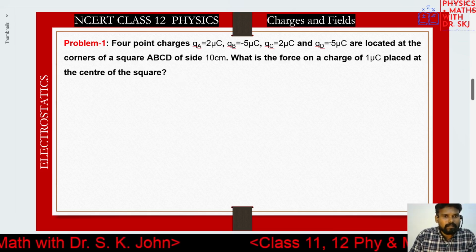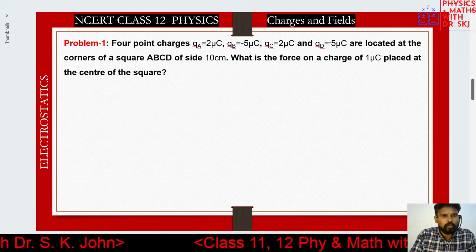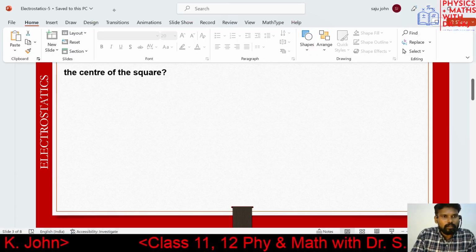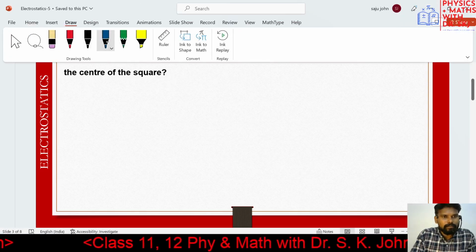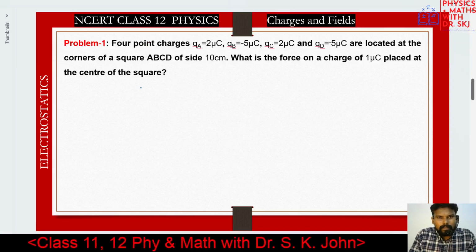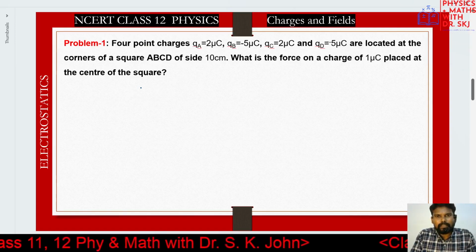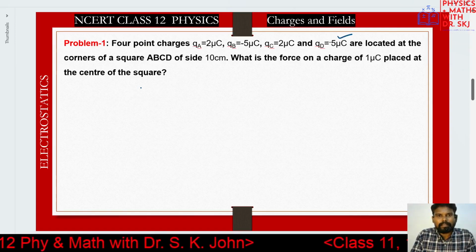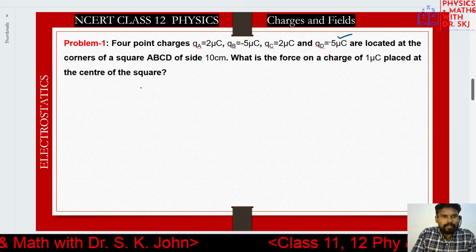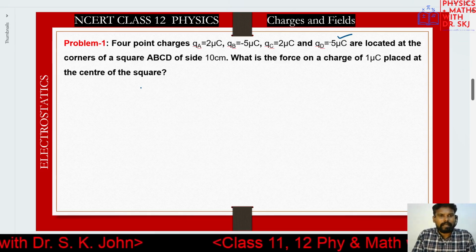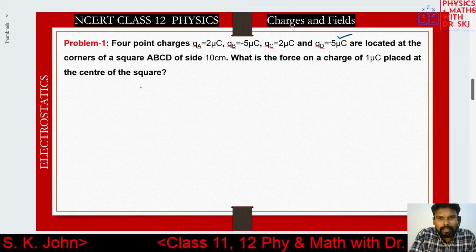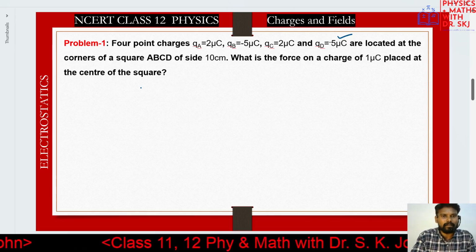4 point charges, QA equal to 2 microcoulomb, QB is equal to minus 5 microcoulomb, QC 2 microcoulomb and QD is equal to minus 5 microcoulomb are located at the corners of a square ABCD of side 10 centimeter. What is the force on a charge of 1 microcoulomb placed at the center of the square?